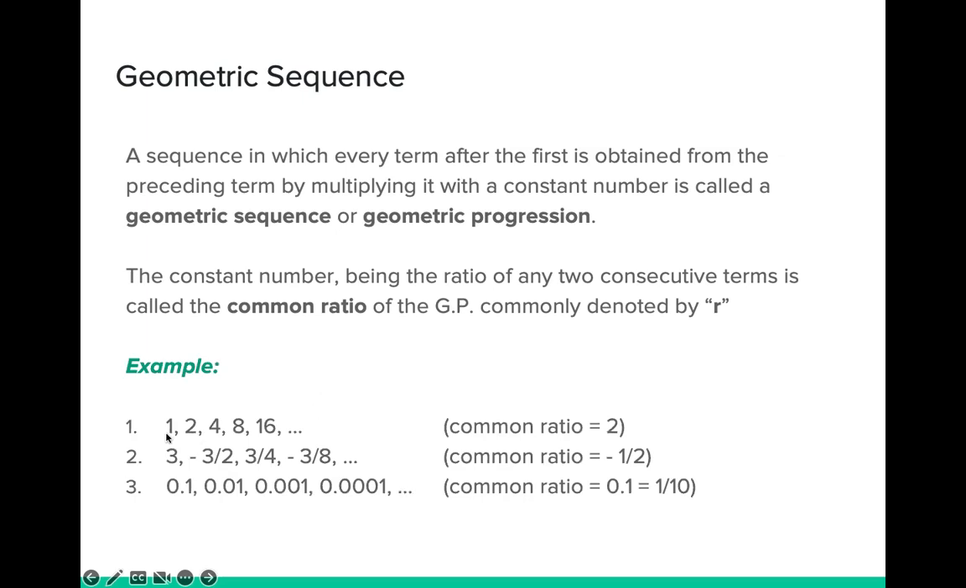Suppose we have the sequence 1, 2, 4, 8, and 16. What is the common ratio here? The common ratio is 2.